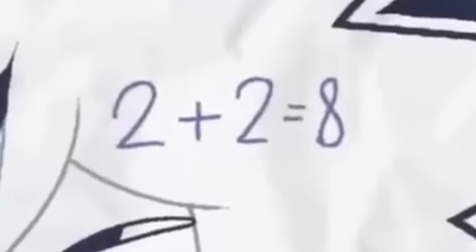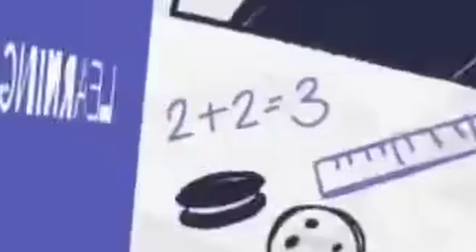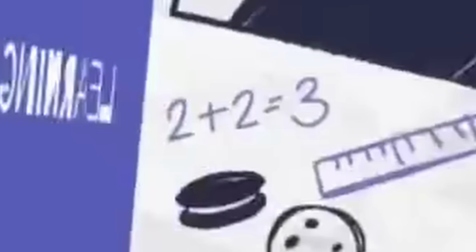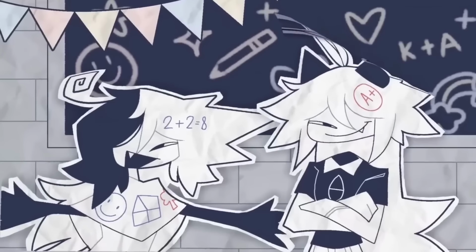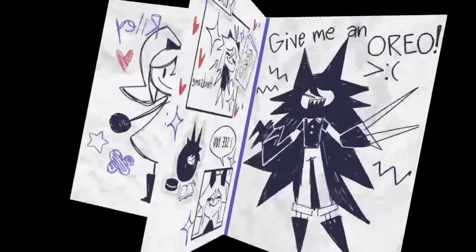Zip has an incorrect math equation on her hair for some reason. The Learning Is Fun book. We got some doodles of Miss Circle and Zip. We got some more incorrect math. Riley gets a whole page. She could be important. Doodles of Oliver claiming that Alice is his girlfriend. Also, first person language. I guess this is Oliver's own notebook. He must be pretty dumb, especially for a high schooler. He doesn't look any younger than that. And finally, a doodle of Miss Circle demanding Oreos.